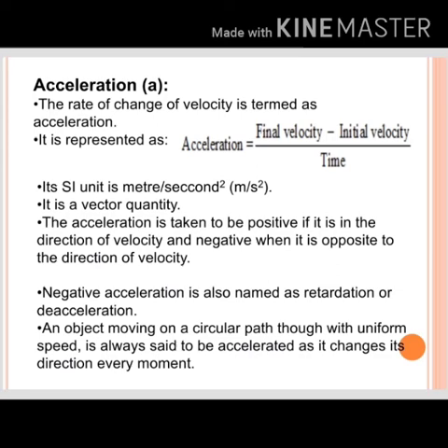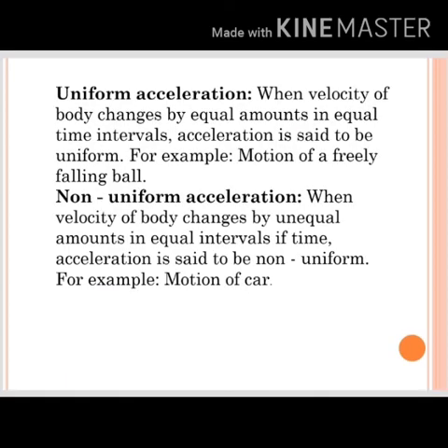When a stone is thrown upward, it is under retardation. Similarly, when a bus approaches a bus stop, its motion gets retarded. Now, when can you say that the body is in uniform acceleration or non-uniform or variable acceleration?